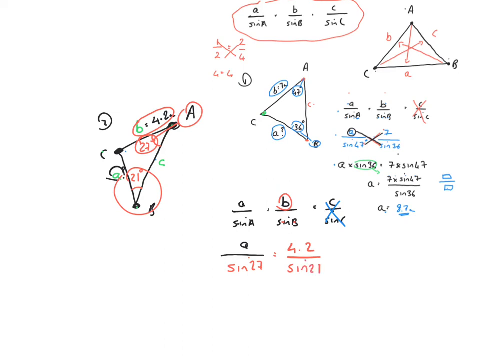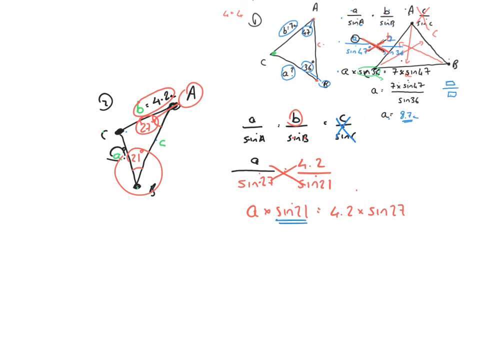Okay, next move, what did I do last time? Do the same again, cross multiply, that times that equals that times that, so A times sine 21 is equal to 4.2 times sine 27. Okay, next move, bring that times sine 21 down and divide. That was the same thing as I did last time.